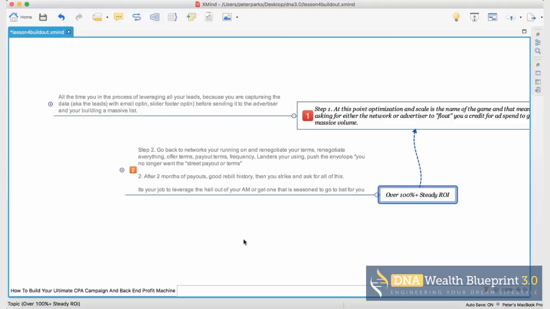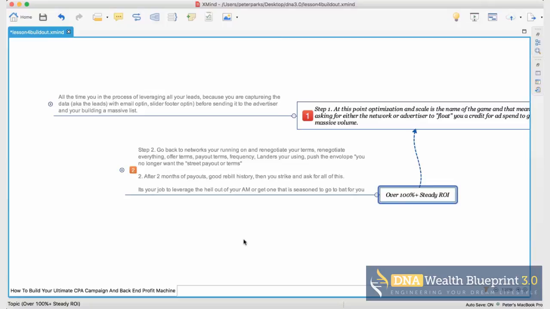So what I'd like to do is usually after 2 months, give or take, depending on your relationship, 2 to 3 months is a good point for payouts. You've got good rebill history, which means your leads are converting, your buyers are converting like crazy. When the rebills come in, you've got a high rebill retention. You've got very, very, very low refunds, very few chargebacks. You've built the trust with the advertiser. The advertiser is going to bend over backwards to keep you, right? This is when you strike.